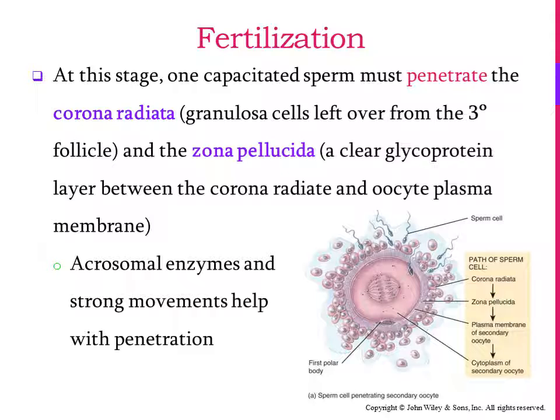fertilize that cell. And by fertilizing it, it initiates the completion of meiosis II in the secondary oocyte so that it becomes an ovum. Another polar body is produced, which degenerates off to the side, and then the genetic information from the two gametes is combined.